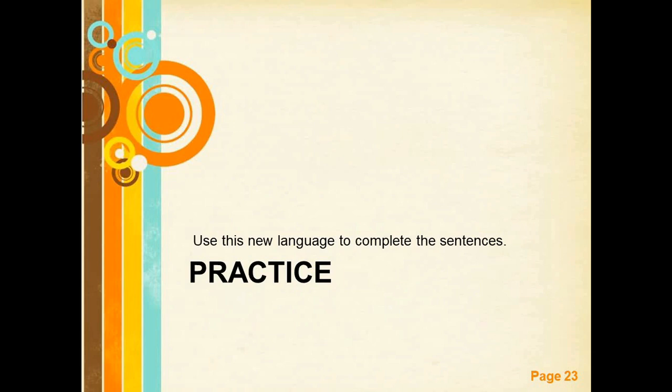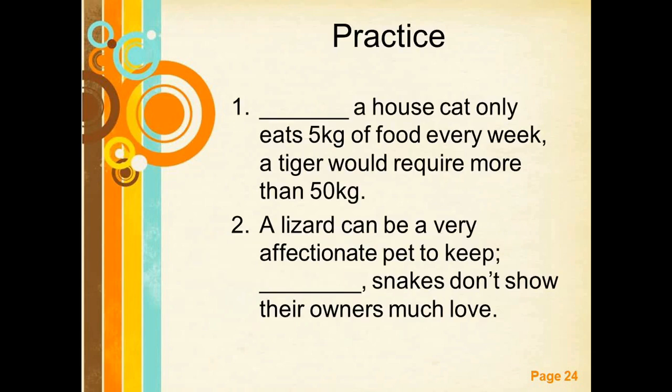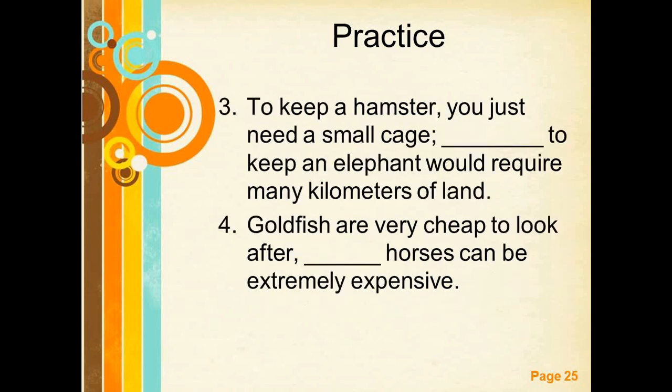Finally, let's have a practice. Let's look at these sentences and try to fill in the blanks. I'll give you a moment to think and then show you the correct answer. So we can say while or whereas for the first one. Both of them are acceptable. For the second, we can say on the other hand. For number 3, we can say on the other hand, and number 4, we could say while or whereas.